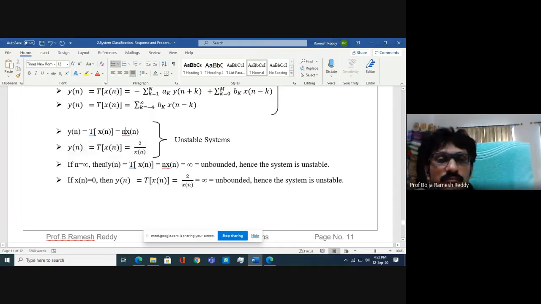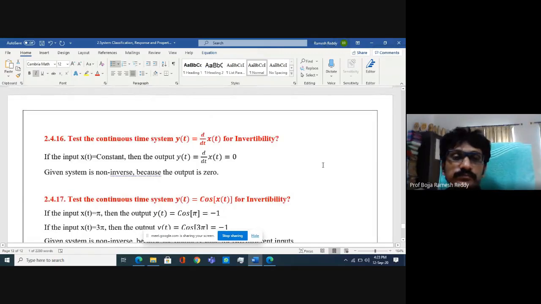Next, y of n equal to T of x of n, which is equal to 2 by x of n. Suppose input x of n is 0, then 2 by 0 becomes infinity. That's why this is an unstable system. I have given the explanation here. If n is equal to infinity, output is infinity. If x of n is 0, then output is 2 by 0, which is infinity, unbounded. Hence, the system is unstable. Both are unstable systems. Next one, test the continuous time system for invertibility.